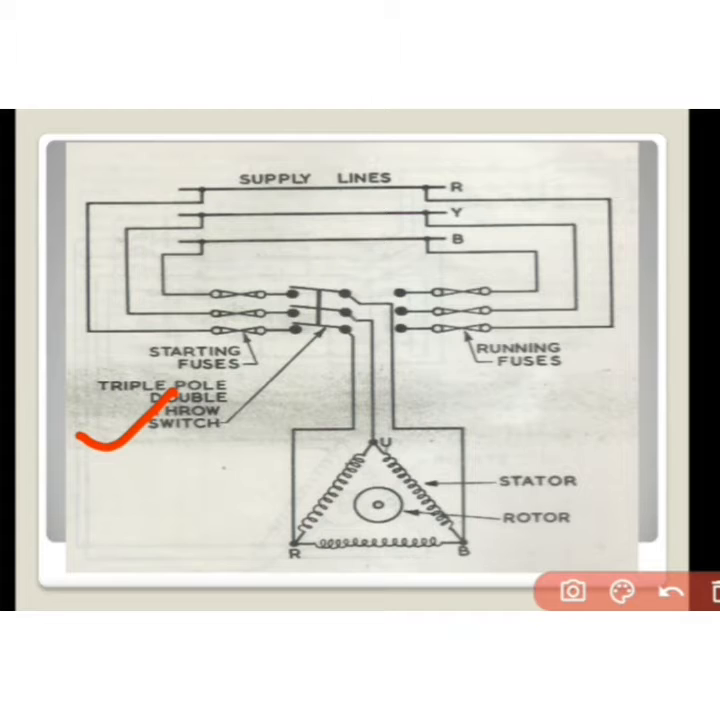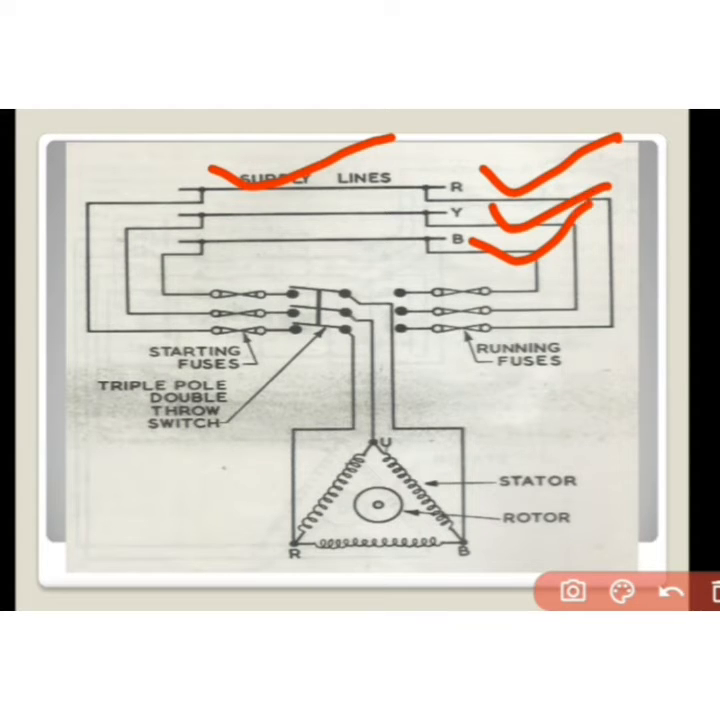Next, you can see these are the power supply lines, and three phase. This is phase 1, RYB. Three phases are there. These are all about your DOL starter motor.